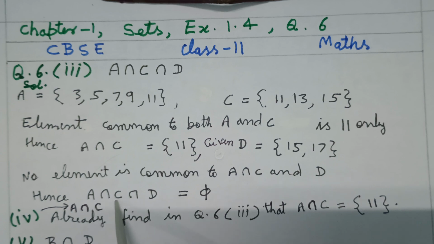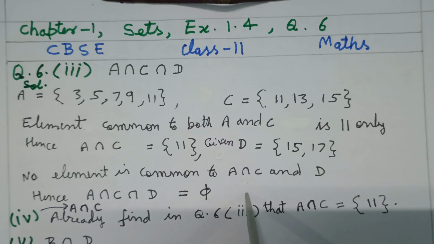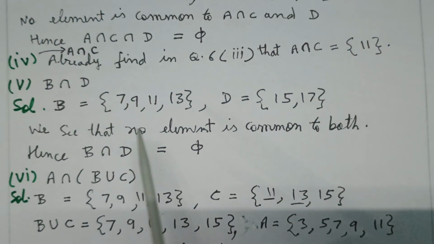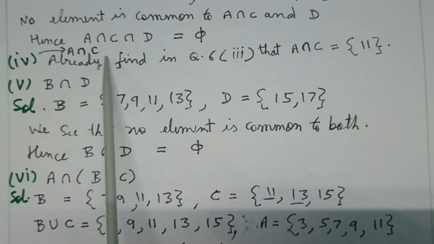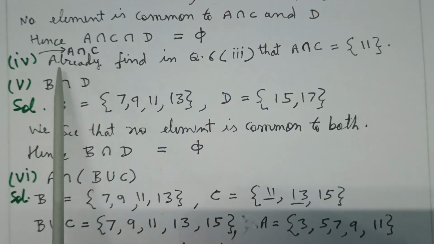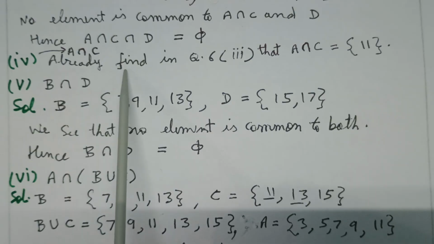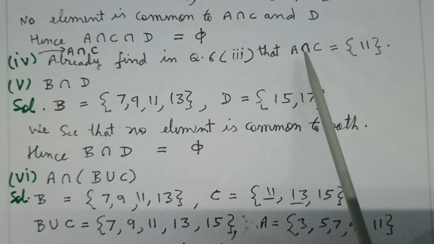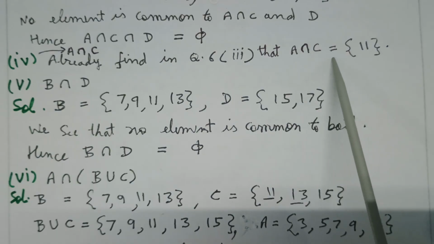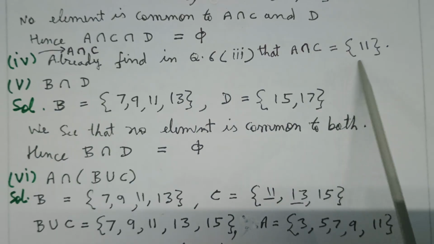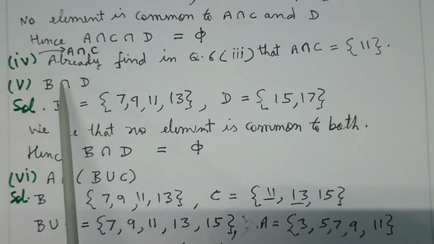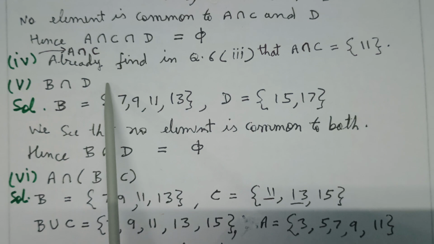Hence A intersection C intersection D is equal to the empty set. Now fourth part A intersection C. We have already found in question number 6 third part that A intersection C is equal to the set of element 11. Now fifth part B intersection D.